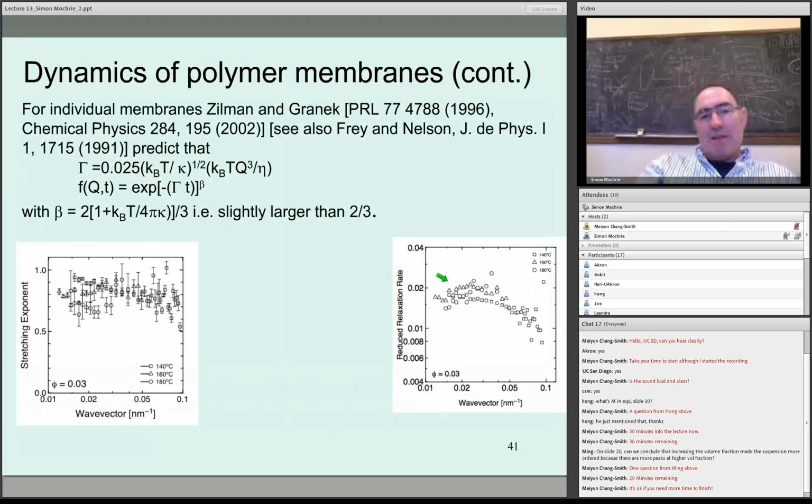The reason that we're sort of happy about this result especially is that for individual membranes, there are detailed predictions for what we expect. Specifically, we expect that the intermediate scattering function f should in fact be a stretched exponential with a stretching exponent beta. This beta is the stretching exponent, and that's predicted to be slightly larger than 2/3.